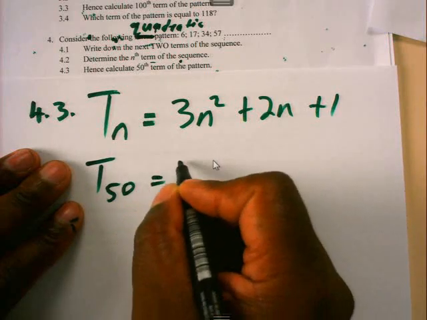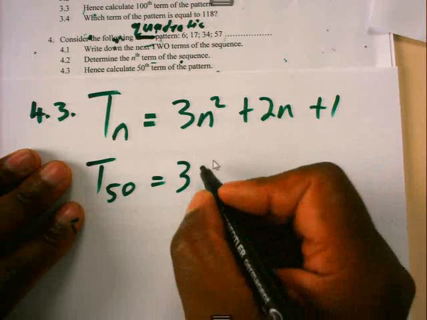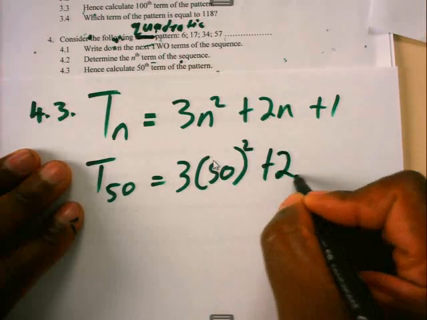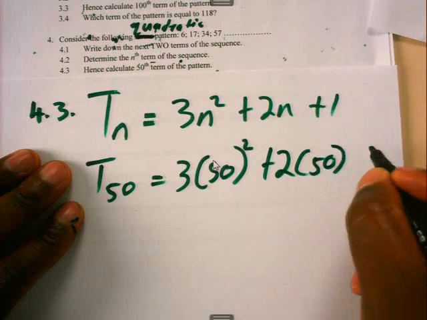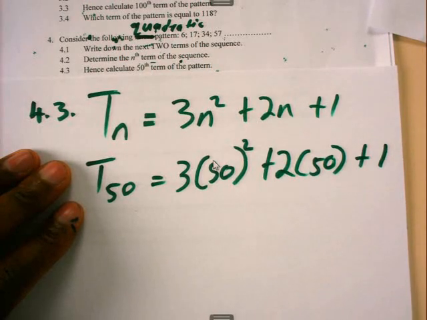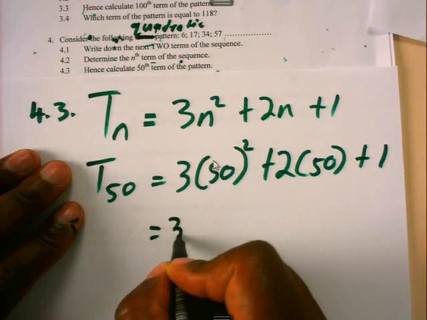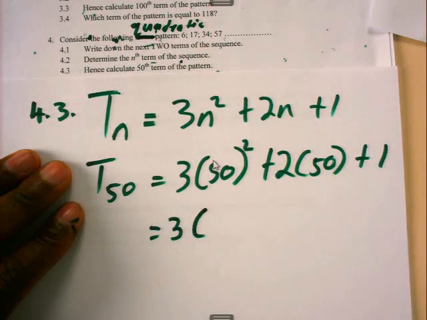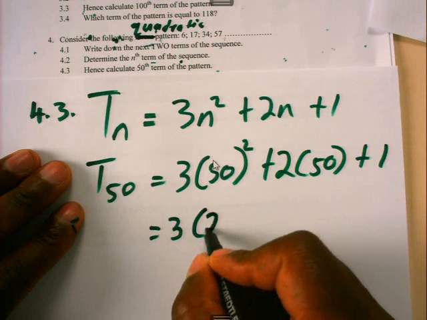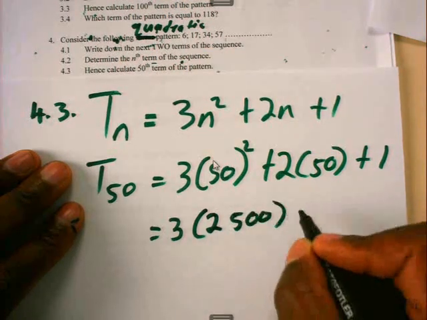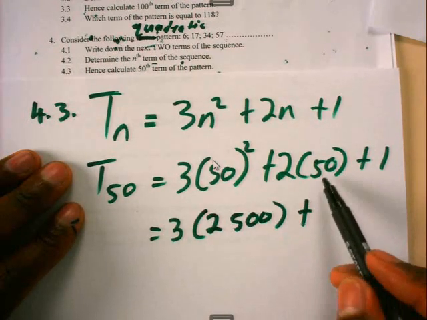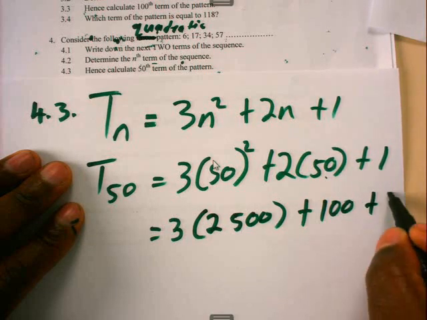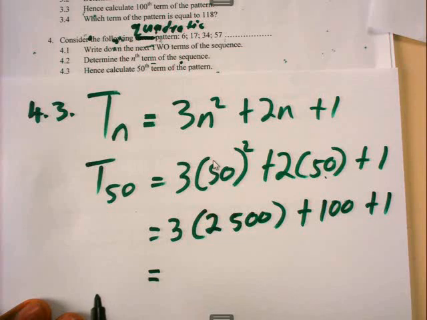T50: you substitute n by 50. 3 multiplied by 50 squared plus 2 multiplied by 50 plus 1. Let's work it out. Let's simplify. 3, then you square 50 with the aid of a calculator. I think it's 2,500. Plus 2 multiplied by 50 gives you 100. Then you add 1.